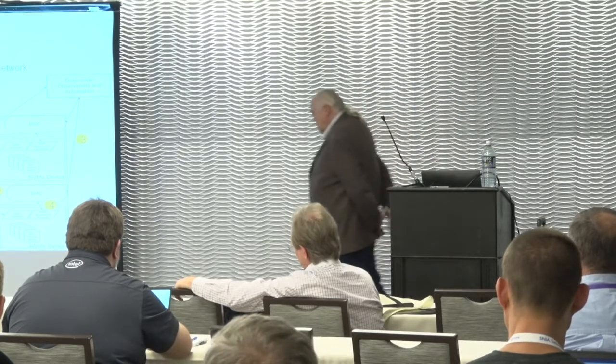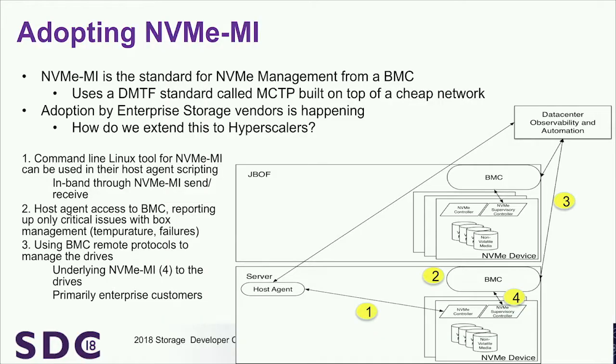So MI is still not widely adopted. We are starting to see actual systems from enterprise storage vendors and server vendors where the BMC can talk NVMe at some point. But like I said, most of the host agents are going to use the NVMe admin commands. They could do an NVMe-MI send receive admin command, which does the equivalent of sending it through the internal low-speed network, right?